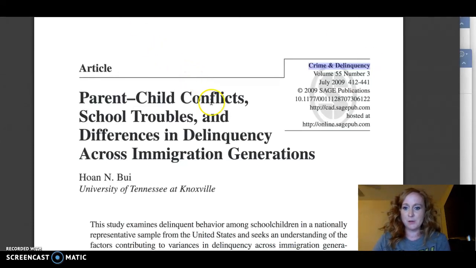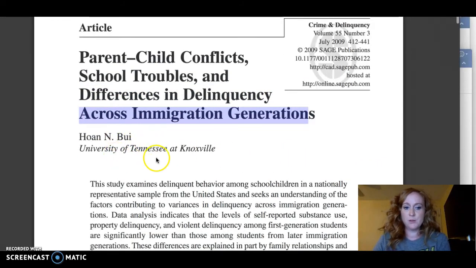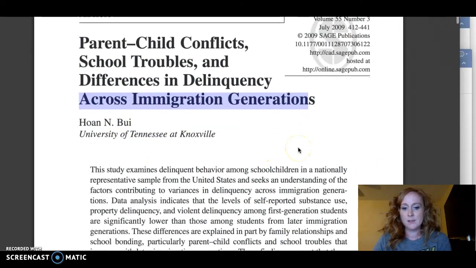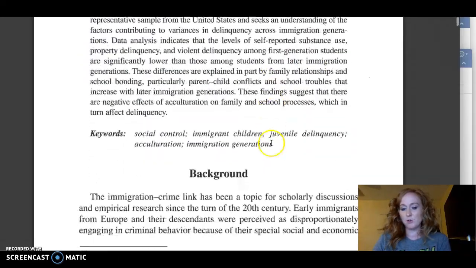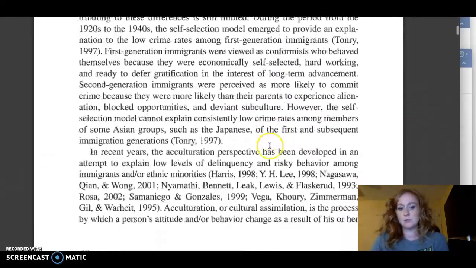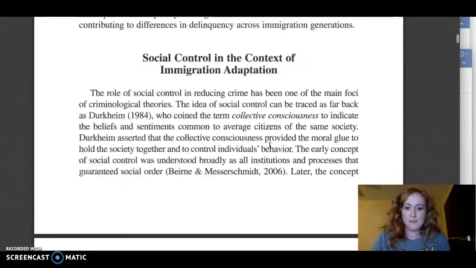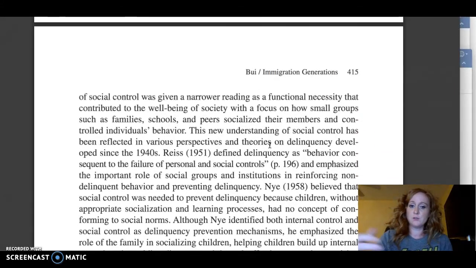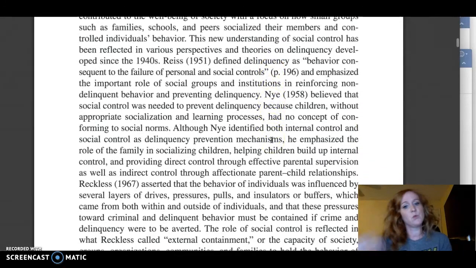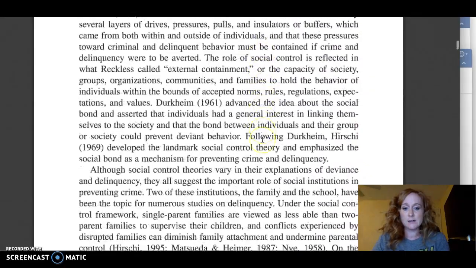So this article was published in 2009, Parent-Child Conflicts, School Troubles, and Differences in Delinquency Across Immigrant Generations. That's actually pretty cool. It was done by Hyeon-Bowie at University of Tennessee, Knoxville. Okay, but this is actually kind of a cool article because it does the same stuff you do. Look at this. Okay, so they talk about their literature review. This is my topic. This is what we know about it. Here's the background, and this is what the research has found to date. And this is why my study is necessary.